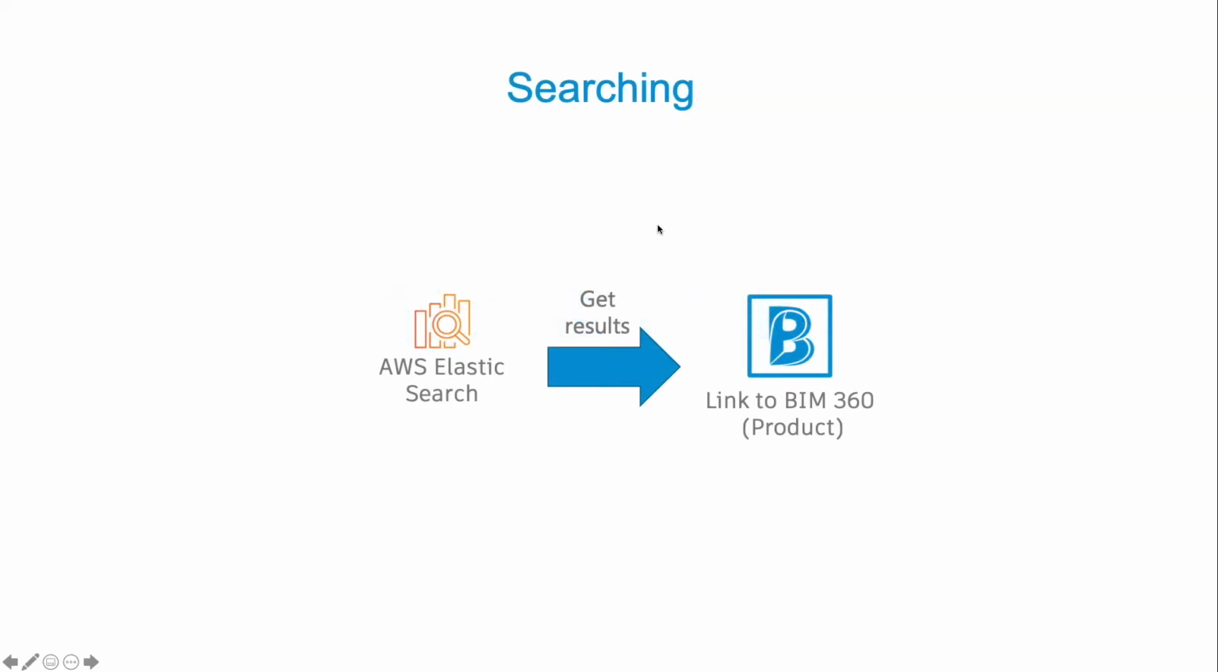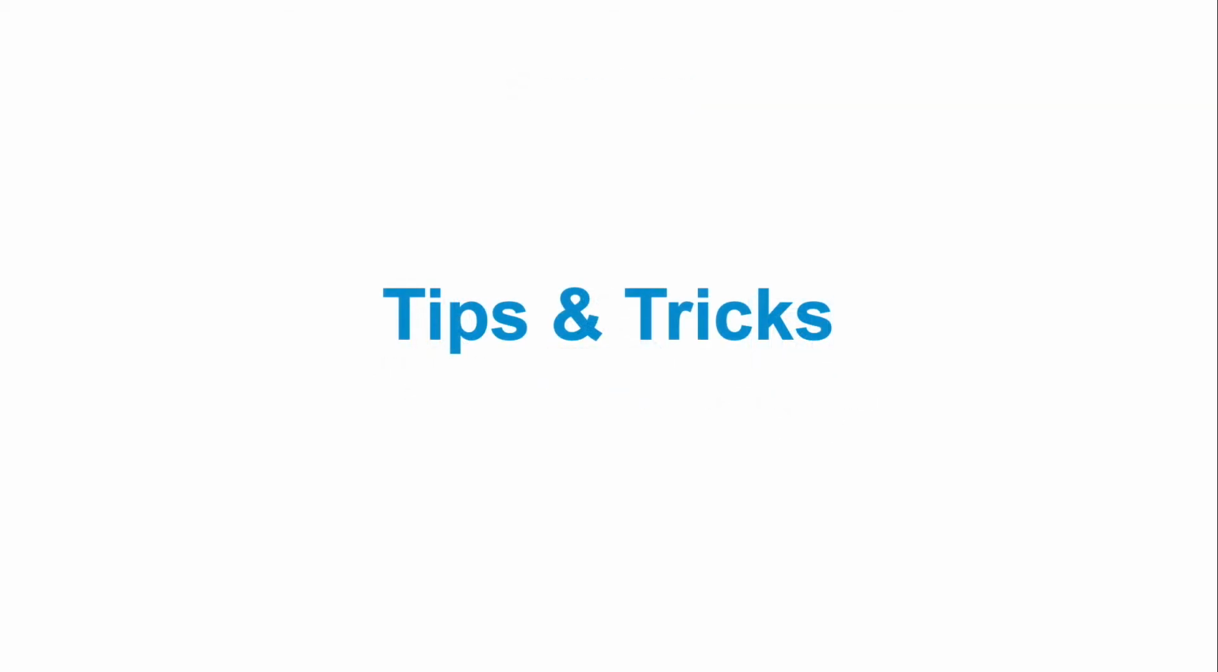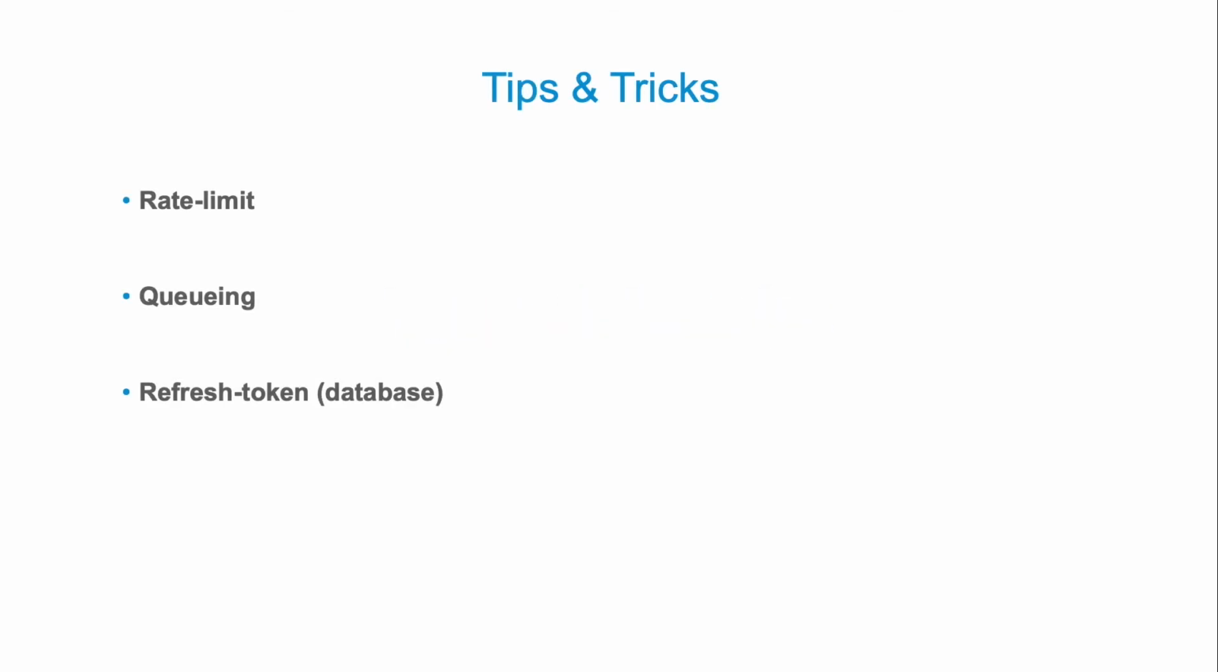Now about tips and tricks on creating an application like that. There are a few things that we have to pay special attention to. First is about rate limit. When we start indexing an account, it's very possible that you have thousands of files, and if we try to index all of those files at once, the API will not allow us.